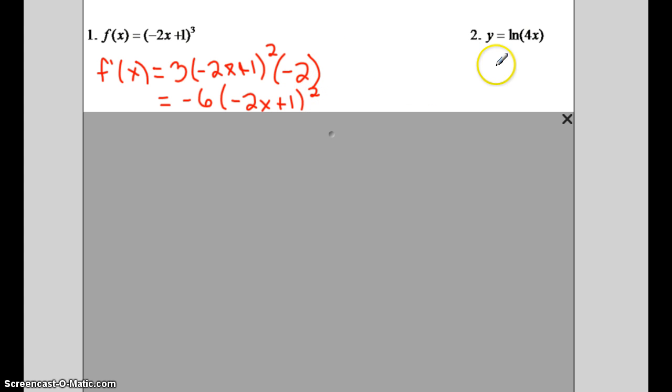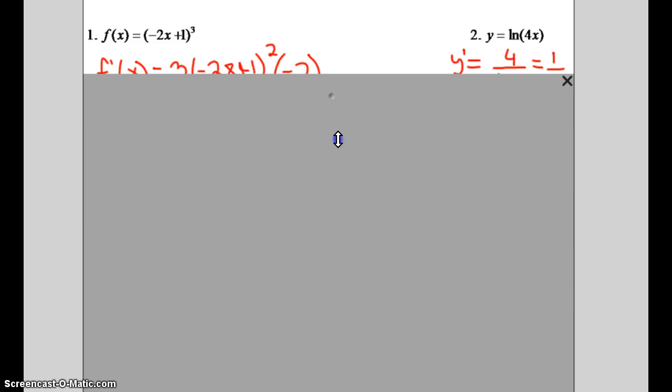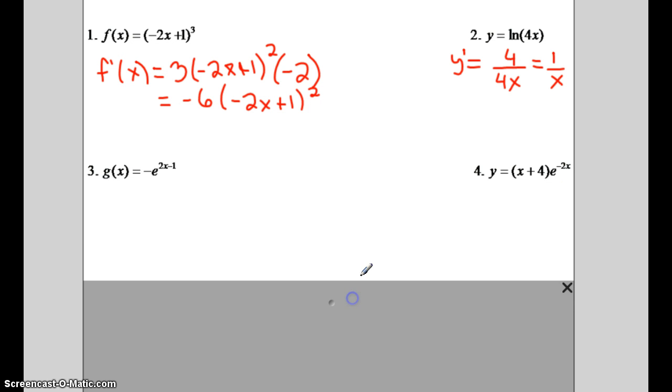All right, for our new rule here, we have a natural log function. So when I take the derivative of a natural log, remember it's the derivative of the inside function, and then divided by the original inside function. So I can go ahead and put 4x as my denominator because that's my original inside function. The derivative of 4x is just 4. So 4 divided by 4x, I can simplify that down to 1 divided by x. Let's go ahead and try 2 more.